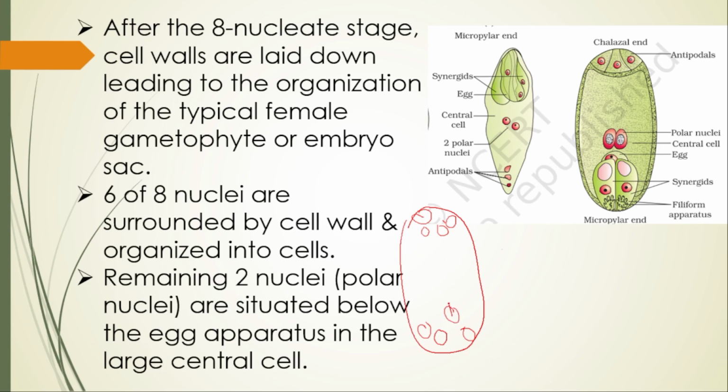From each side, one nucleus will move towards the center, and one more nucleus moves towards the center. So 3 nuclei will remain here and 3 will remain here, but 2 will be at the center. Okay, that is called the polar nuclei. After the movement of the nuclei, there will be a formation of wall around them, like this.